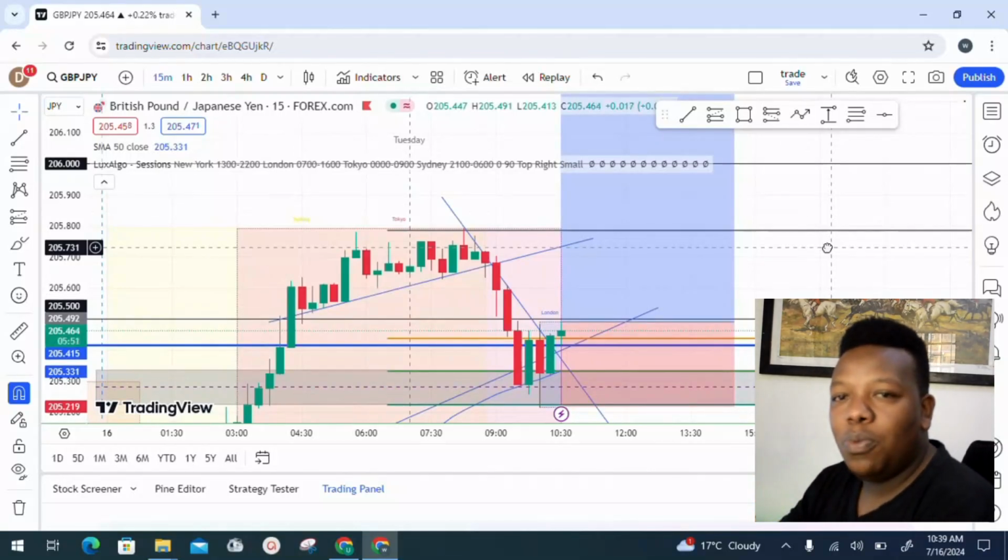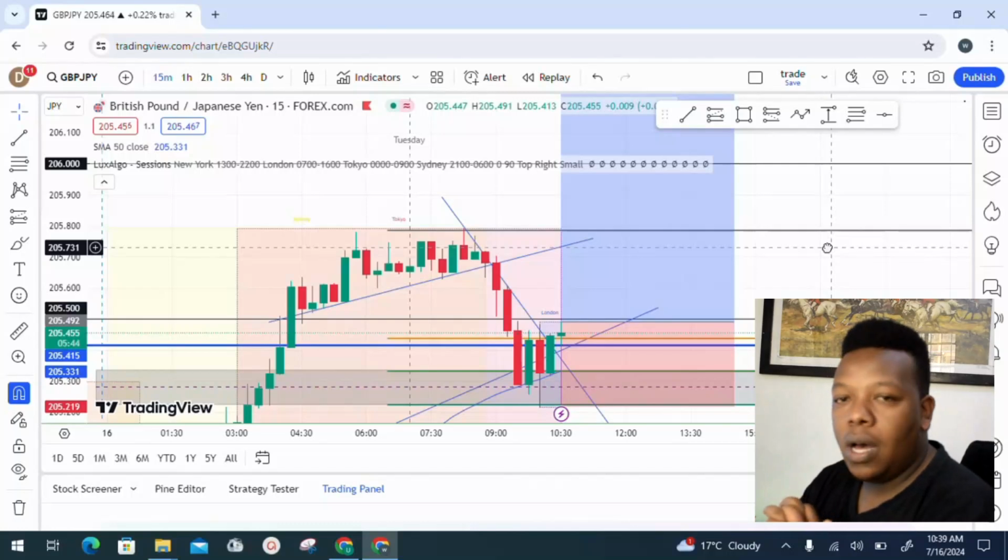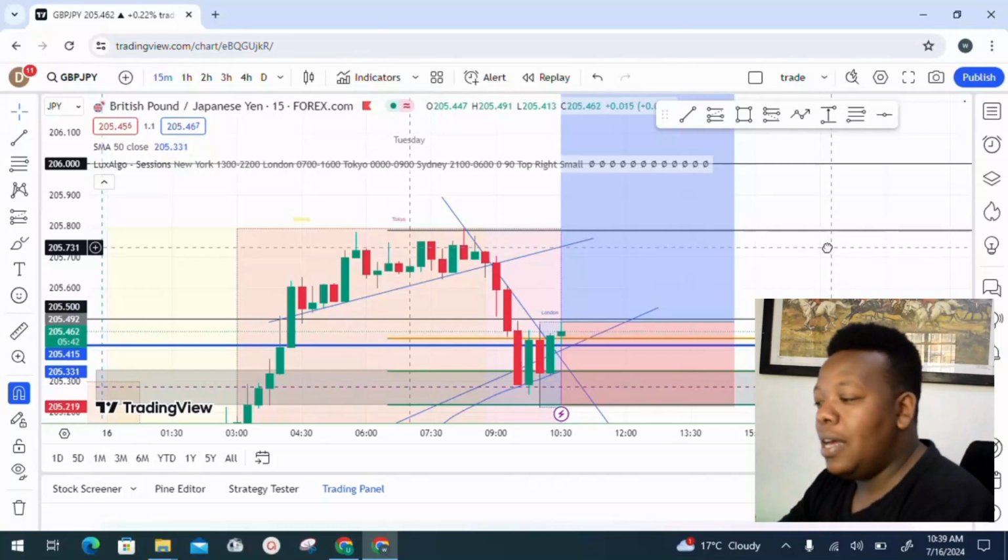And of course, you just need to be patient to understand all these concepts. And the more time you spend on the charts, the more of course you get to understand this concept much easier and of course faster.